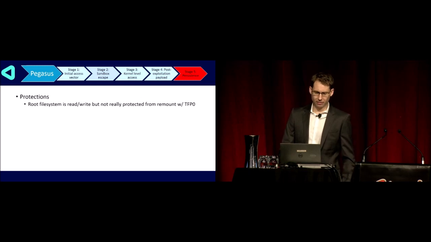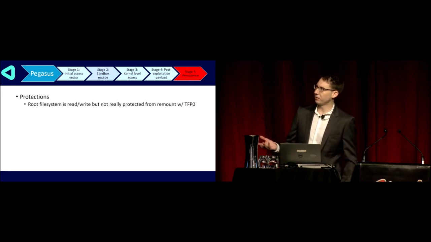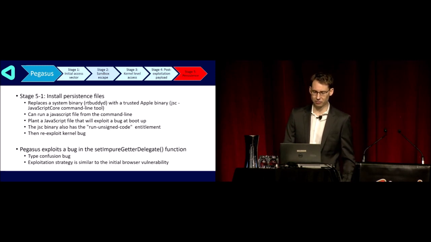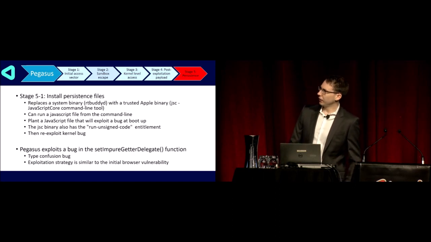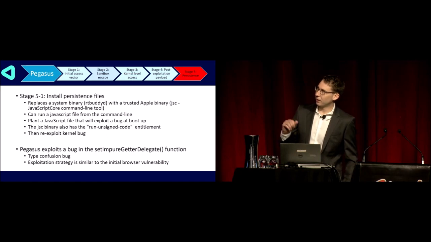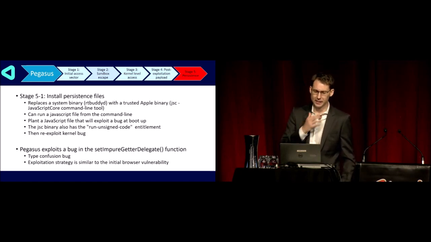For stage five, again, the root file system back then was read-only, but it wasn't really protected once you had task for PID zero. So in their persistence strategy, what they did is they replaced a system binary with another Apple-signed binary called JSC.